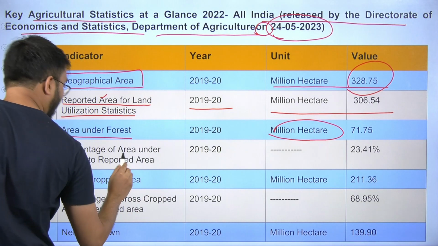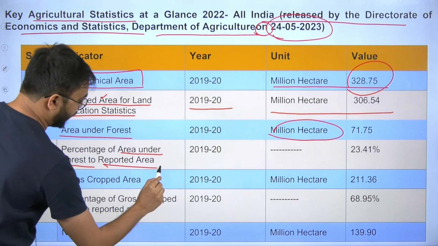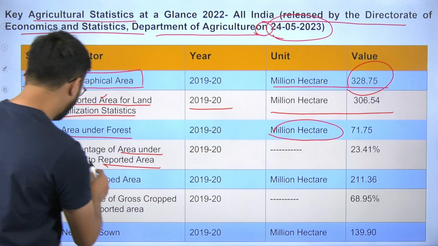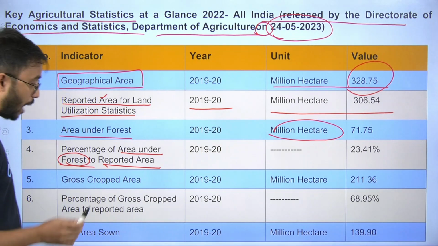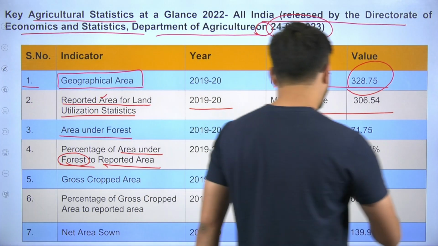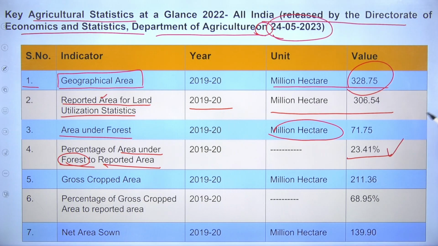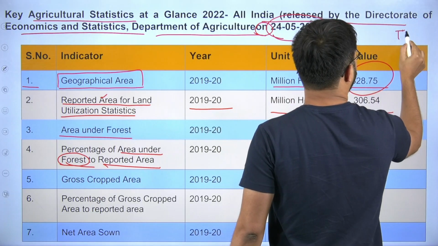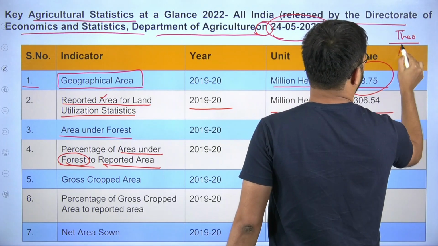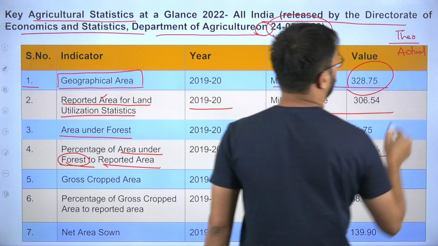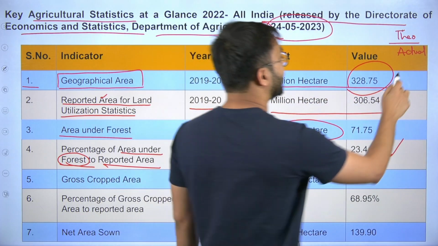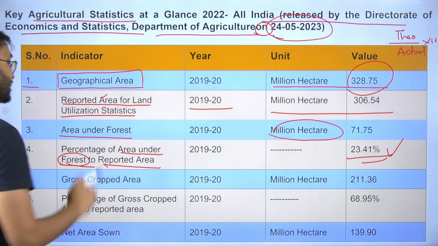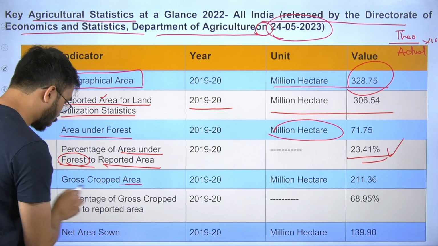Then the percentage of area under forest to reported area. So theoretical value upon your actual value. Okay, so the percentage of area under forest upon the reported area. How much is it? 23.41%. So this is a ratio in which you have a theoretical value upon your actual value, and that you multiply by 100. That's why you get the answer in percentage. So what is that percentage? 23.41%.